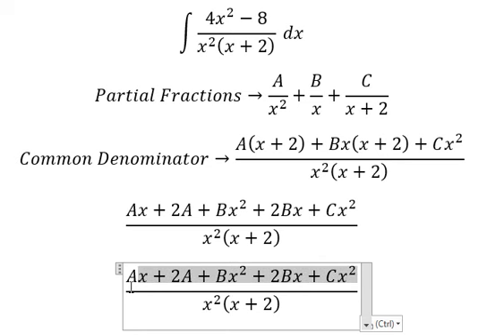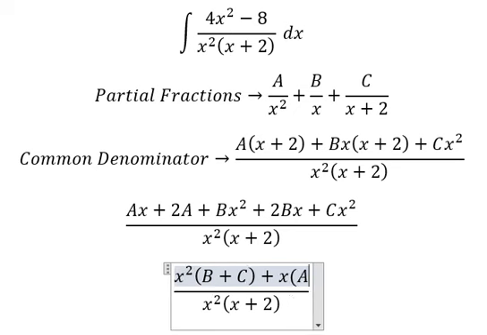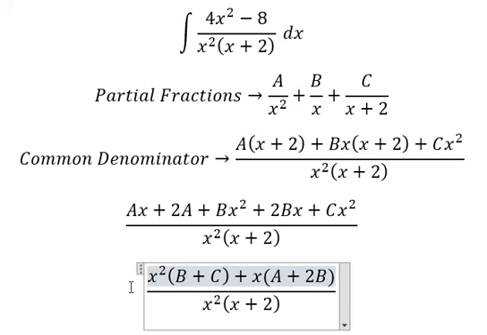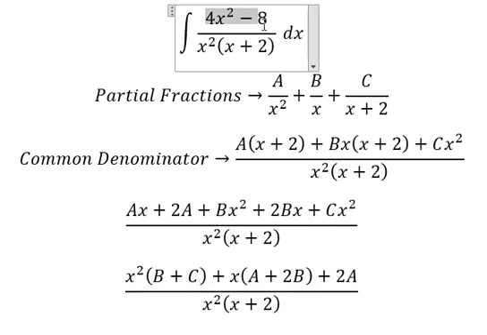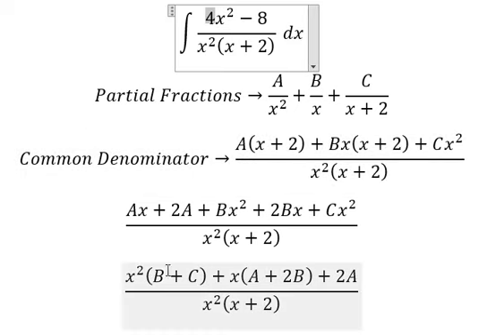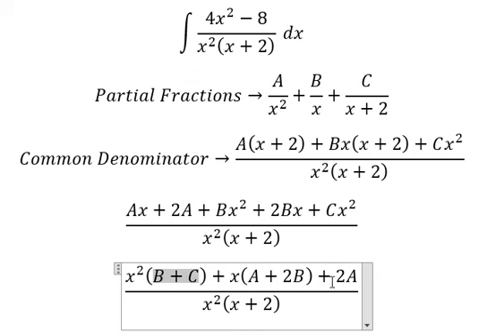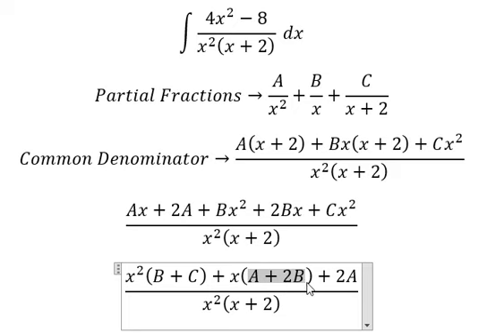About s squared, we have B plus C. About s, we have A plus 2B. About the number, we have 2A. Now if we look carefully at the coefficients in here, we have number 4 next to s squared, so B plus C equals 4. We have the number in here, so 2A equals negative 8. We don't have s, so A plus 2B equals 0.